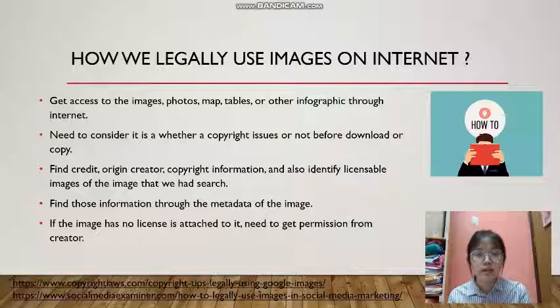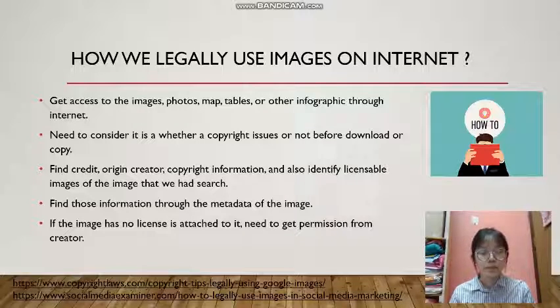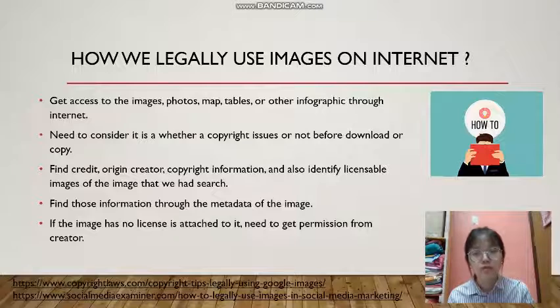So the last is how we legally use images on the internet. We can get access to images, photos, maps, tables, or other infographics through the internet. But we need to consider whether there are copyright issues before we download or copy the image. First, we need to find the credit, original creator, copyright information, and also identify the licensable image of the image we have researched. We can find the information through the metadata of the image.